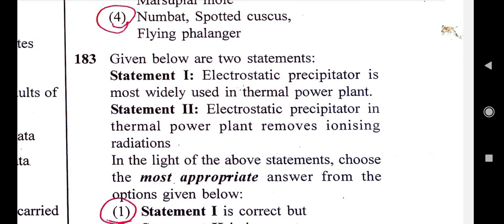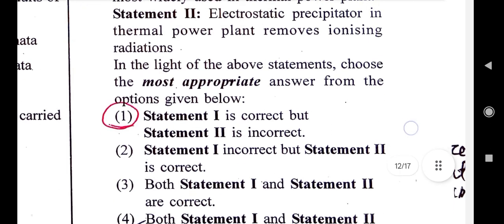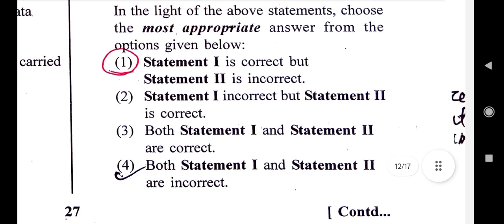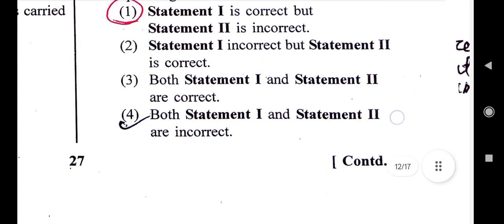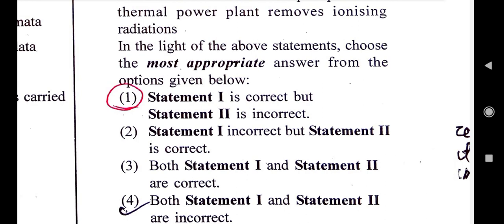Question number 183. Given below are two statements. Statement 1, electrostatic precipitator is most widely used in thermal power plant. Statement 2, electrostatic precipitator in thermal power plant removes ionizing radiation. In the light of the above statements, choose the most appropriate answer. Statement 1 is correct but statement 2 is incorrect. So option 1 is the correct option.